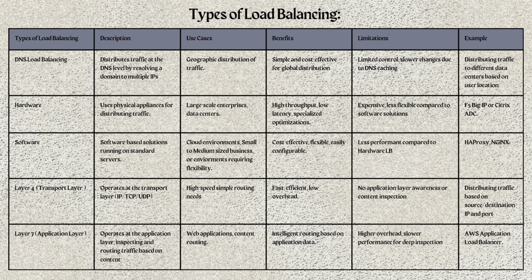Layer 7, application layer load balancing. This operates at the application layer, inspecting and routing traffic based on content. Its use cases are web applications and content routing. It is best suited for intelligent routing based on application data. It has its own limitations, like higher overhead and slower performance due to deep data inspection, as it validates the data that is coming from the server.